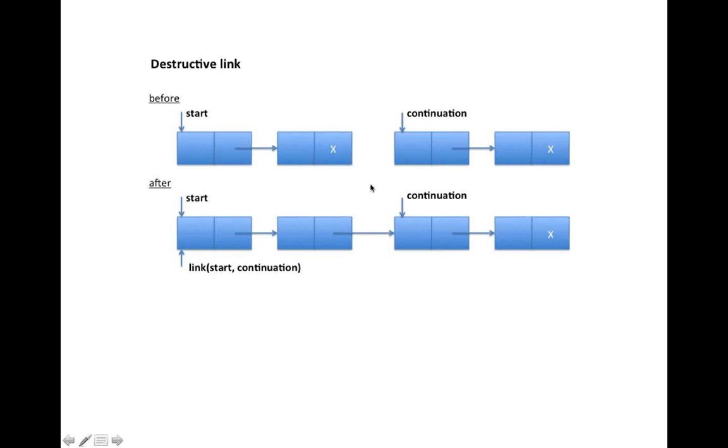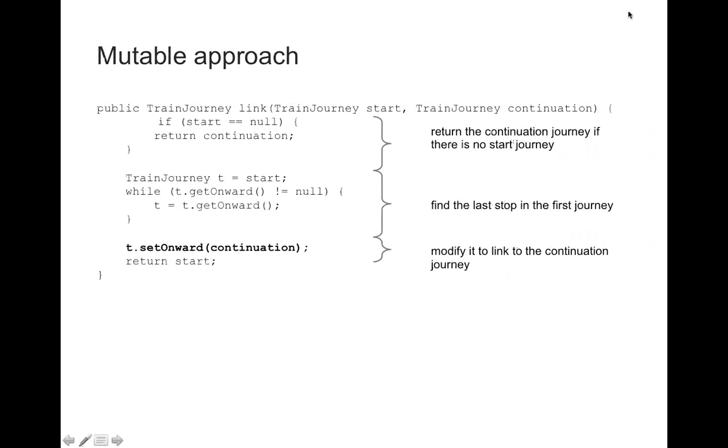So how does this look in code? Well, here's one way to do it. Given the start journey and the continuation journey, we return the continuation journey if there is no start journey, so we check if it's null, otherwise we just return the continuation. And then here in the middle of this code, we iterate through all the onward journeys until we find the last one. If we found the last one, we know that this is the one we need to link up with the continuation journey. And this method here called setOnward will change the state of that train journey object and set it with the continuation. So this is just a standard way to link a linked list.